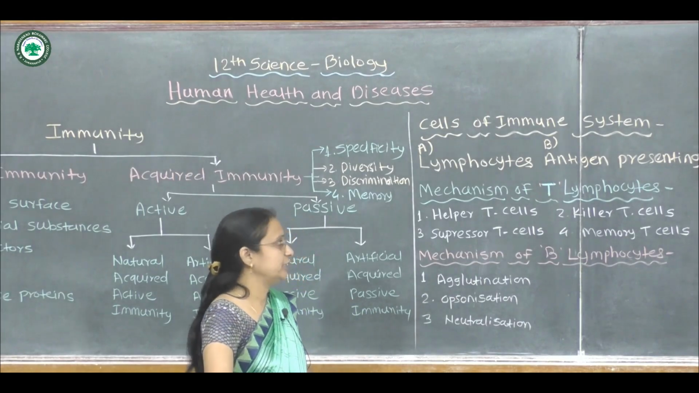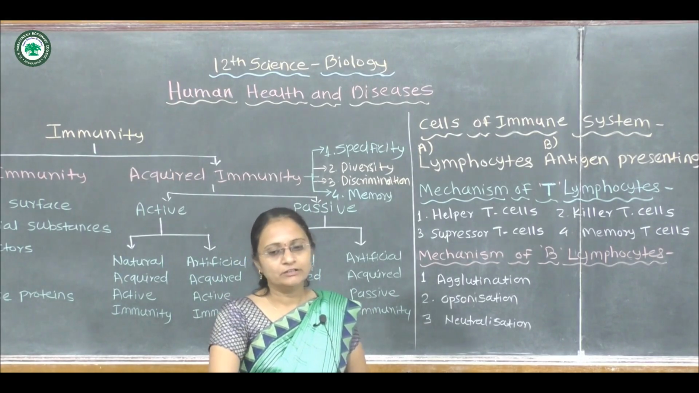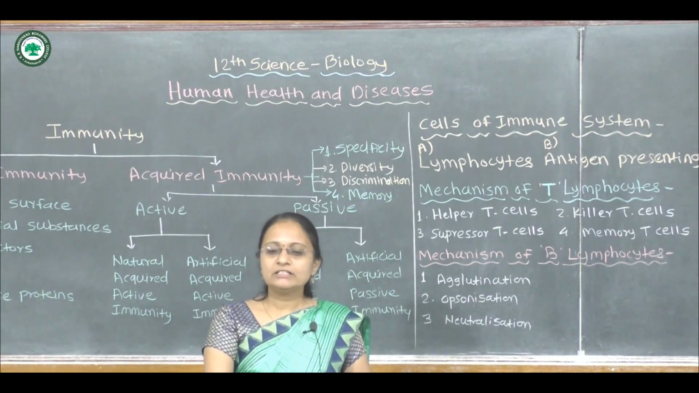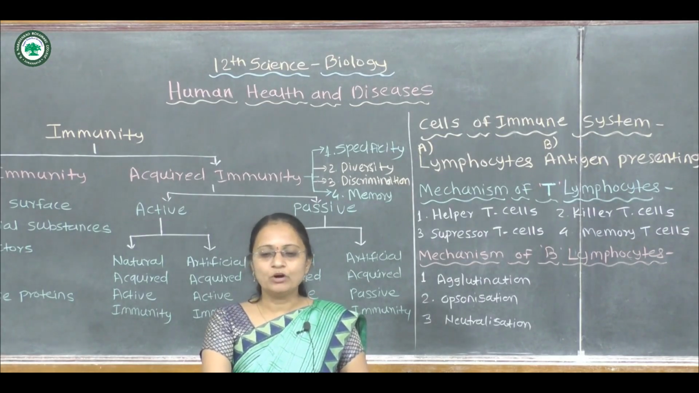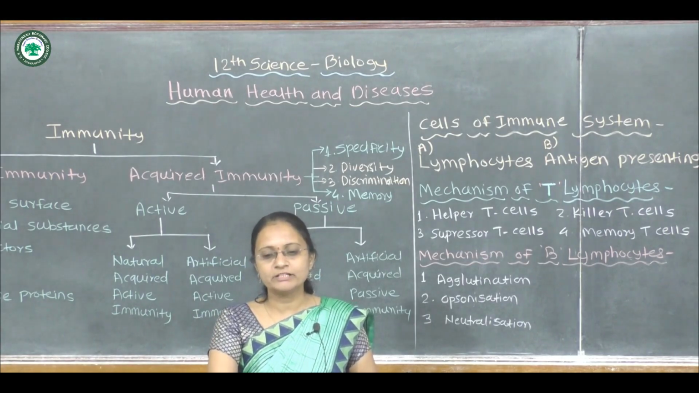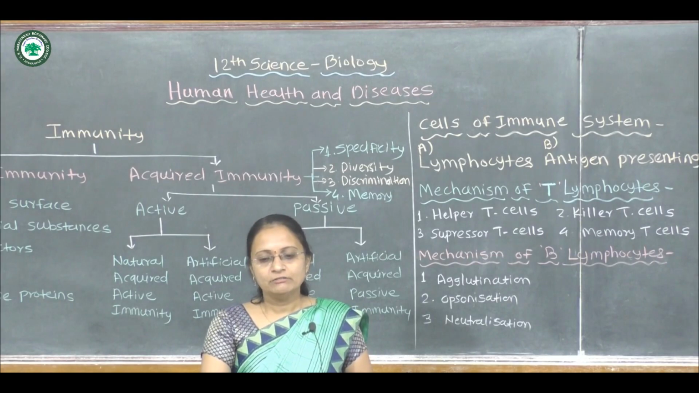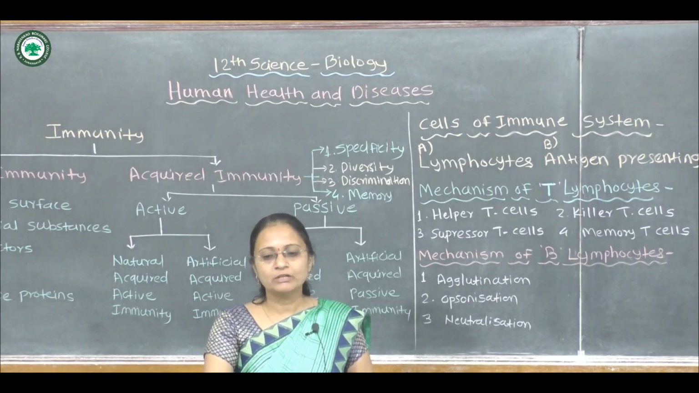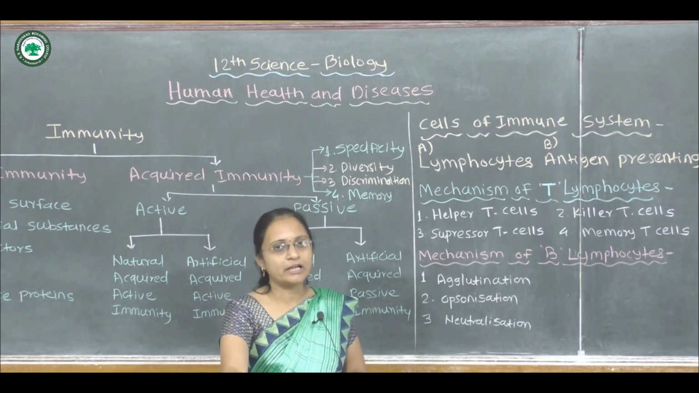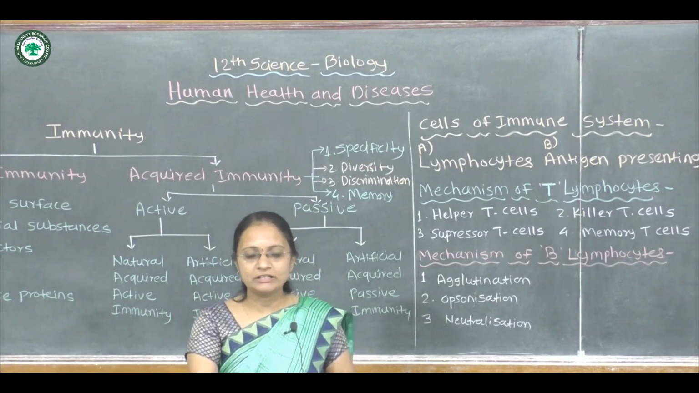The mechanism of the T lymphocyte follows four stages. When any type of pathogen comes in contact with the T lymphocyte, it forms a clone of T cells which are similar but perform different functions, and this clone has four types of T lymphocytes. The first one is the helper T cell.